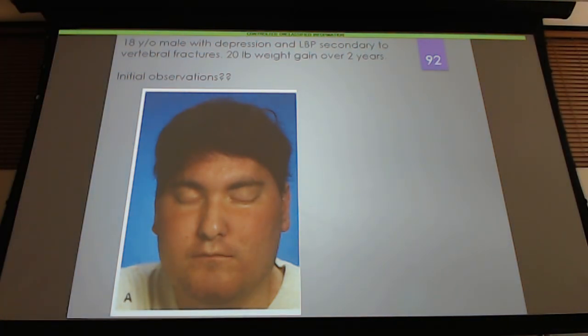Okay, so we have an 18-year-old male. He comes to see you. He's feeling depressed, and he's been struggling with low back pain secondary to vertebral fractures. He's also had a 20-pound weight gain over 2 years. What do you guys see?